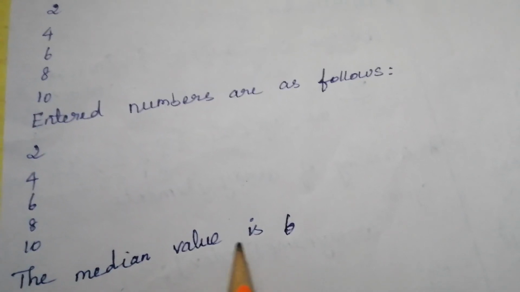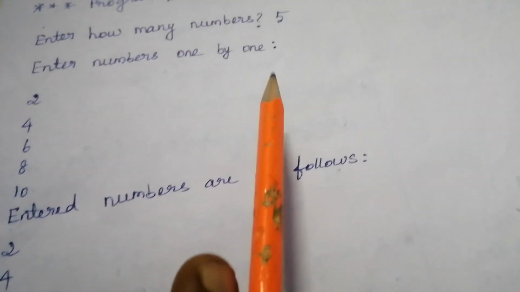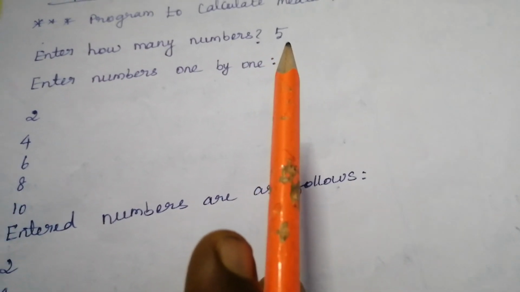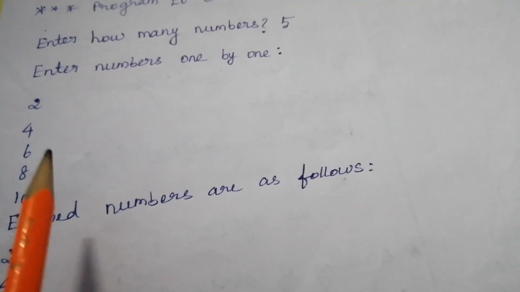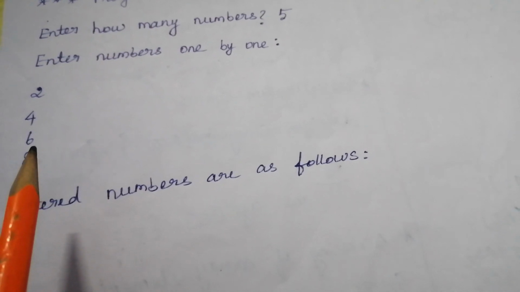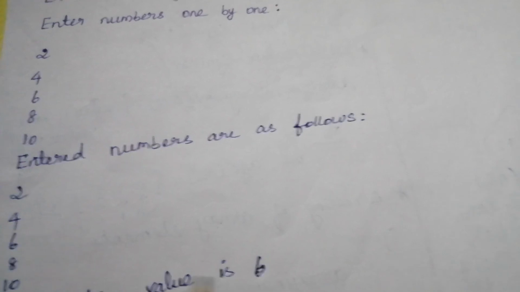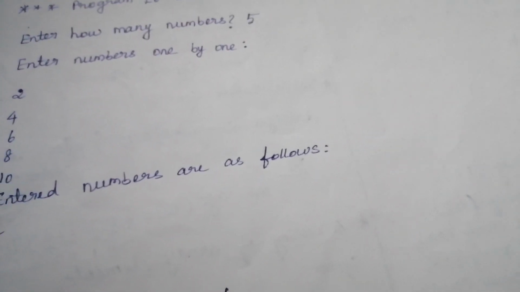After that, it displays the median value is 6, because the number value 5 is an odd number, so the middle element will be fetched and displayed on the screen. That is the median value for the given numbers. So the median value is 6. This is the way to write a C program to calculate median value.